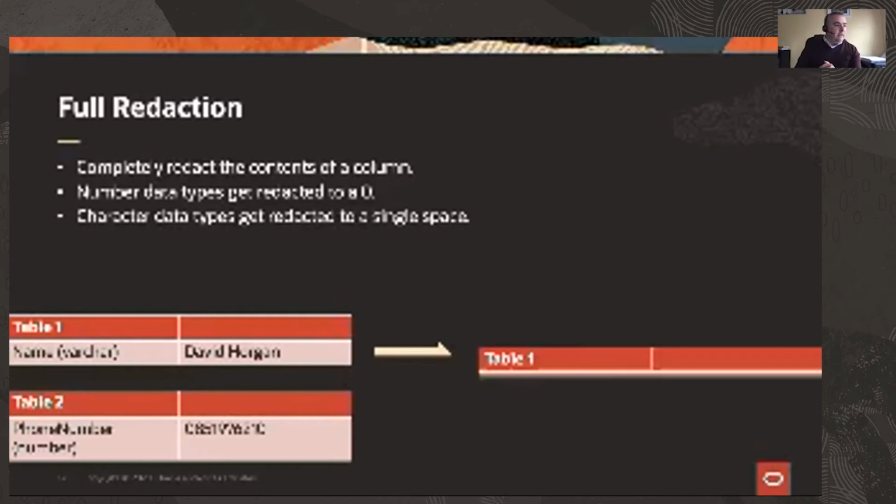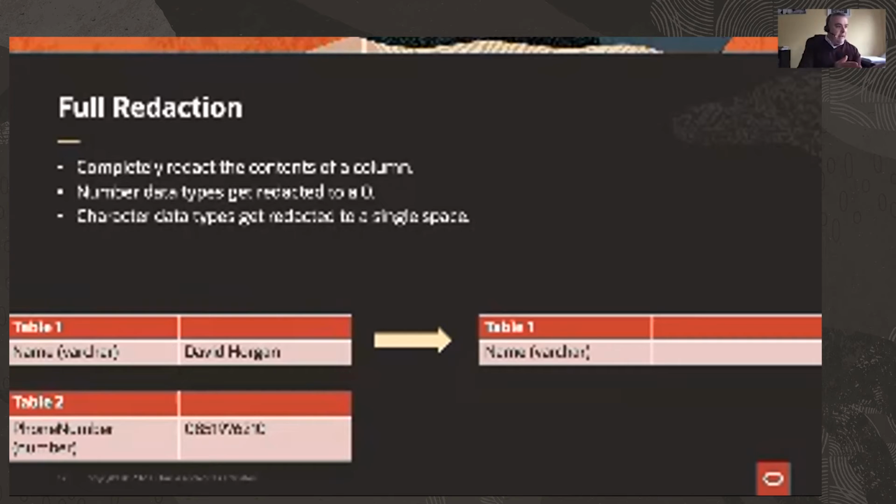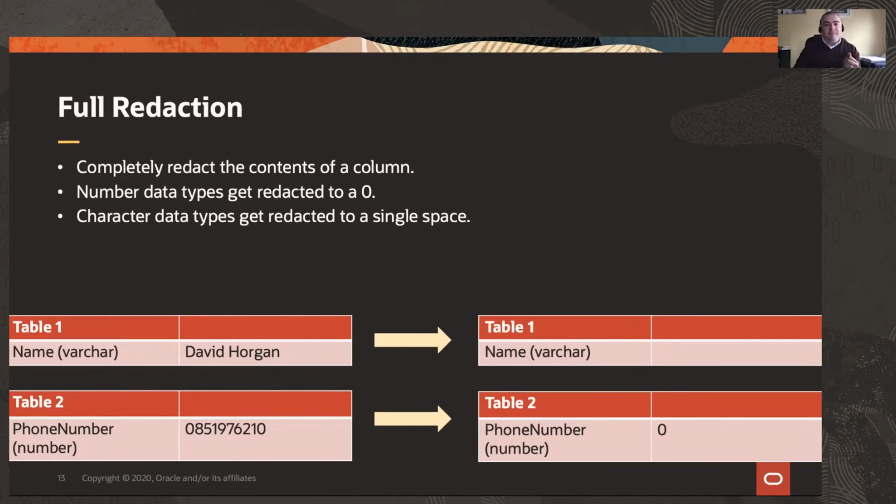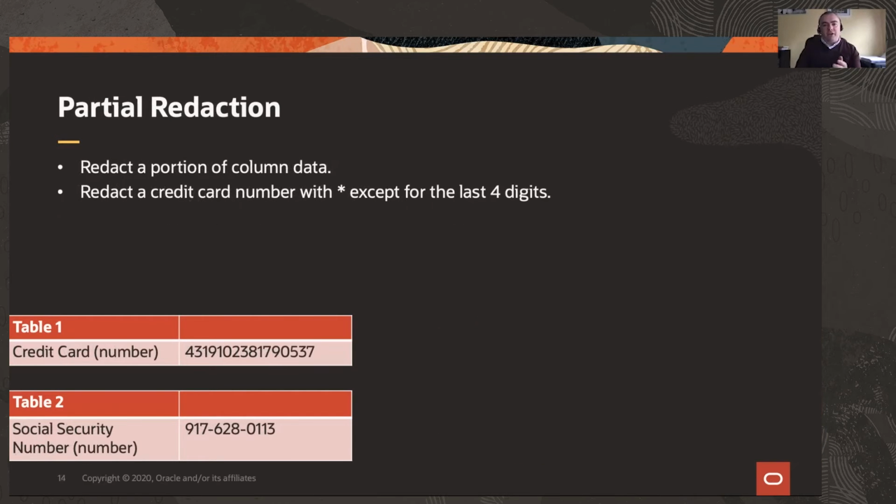So there you go. That's the redaction: David Horgan as the name gets redacted to a single space, and then a number gets redacted to a 0. So that's full redaction. We've also got partial redaction. It's quite a similar concept, but it just redacts part of the data, so some of the original data will remain visible.